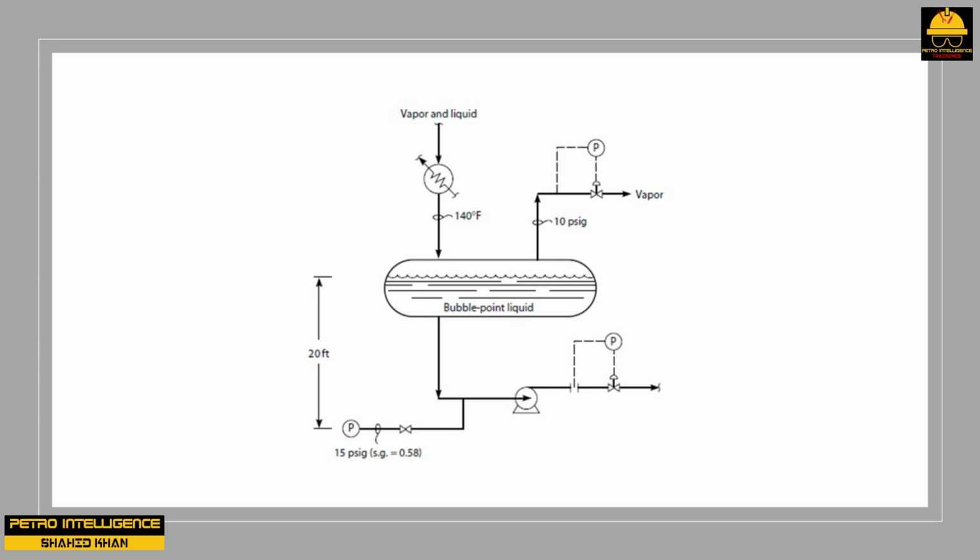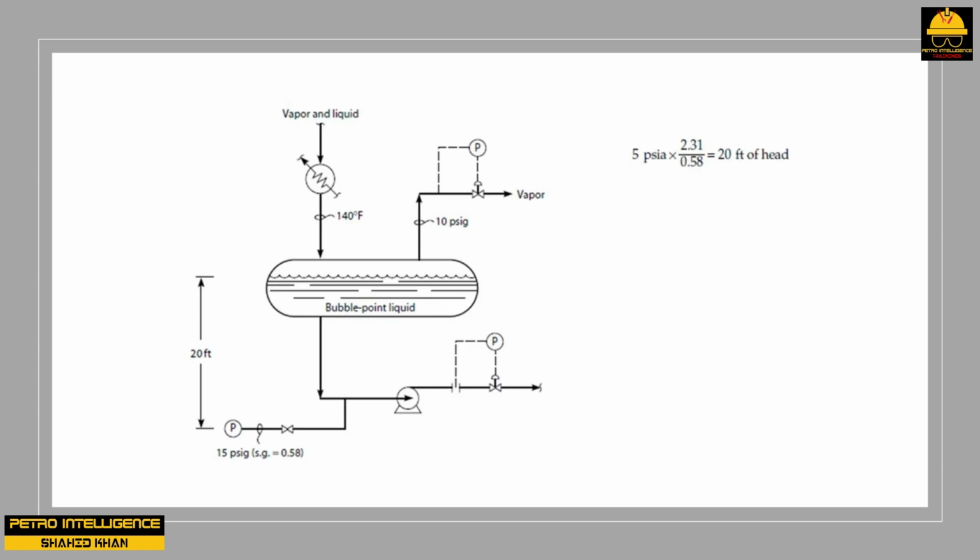To convert from psia to feet of liquid head, we have 5 psia times 2.31 divided by 0.58 is equal to 20 feet of head. The 20 feet matches the level of liquid in the drum above the suction line of the pump, shown in picture, and equals the available NPSH to the pump.